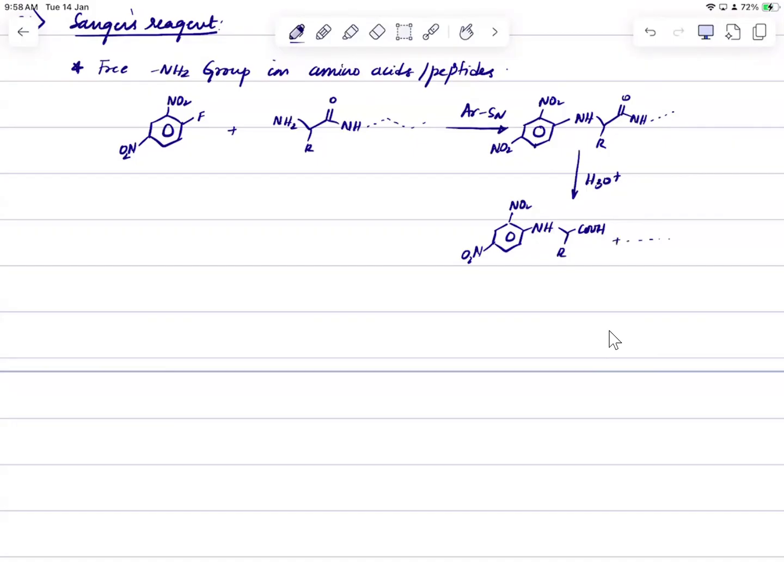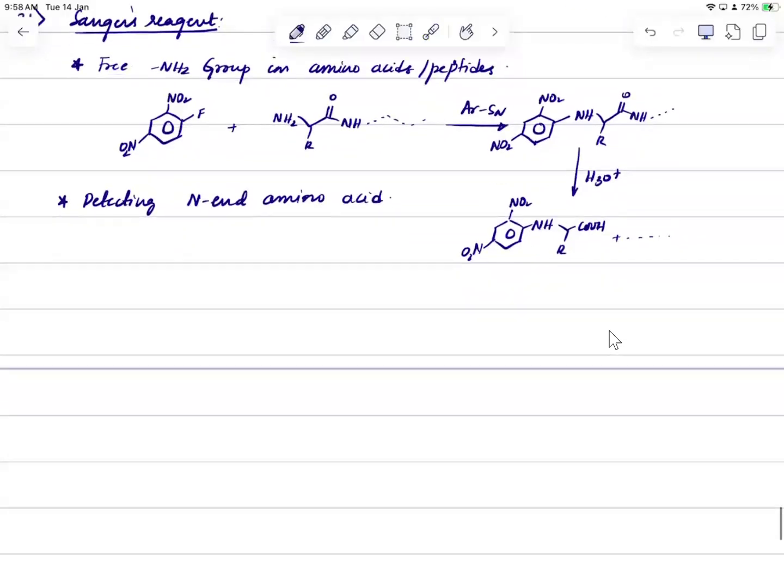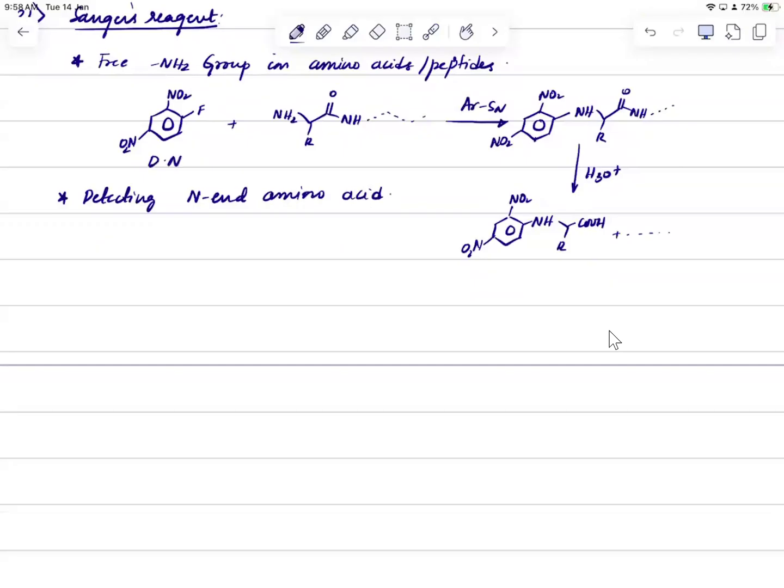Okay. So mainly this test is to identify which amino acid is on the terminal side. Okay. Detecting N-terminal amino acid, detecting N-terminal amino acid. So this is dinitrofluorobenzene, DNFB. If you notice this one, this is what it is, dinitrofluorobenzene. Got it?